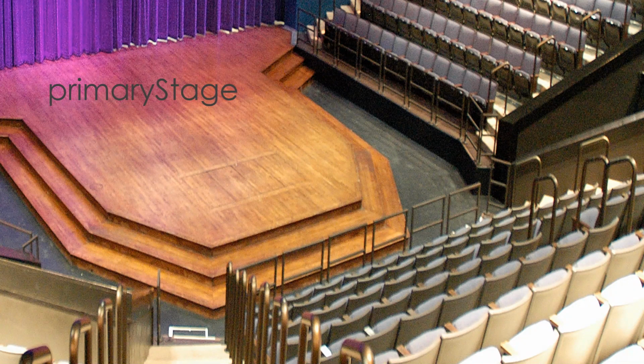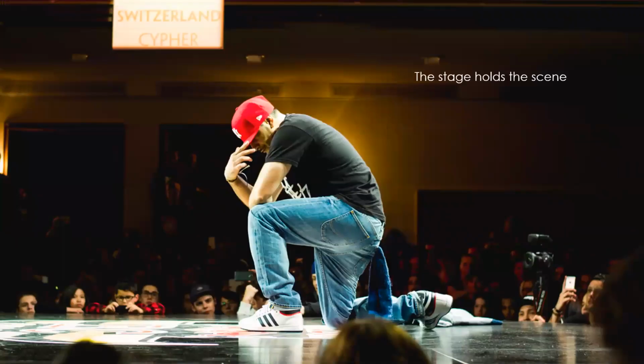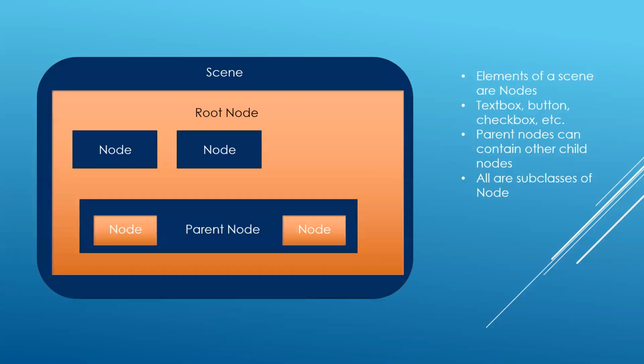And the screen or the window that's open can be thought of as the primary stage. The stage holds the scene. And when we're working with JavaFX, our scene is made up of many nodes, few nodes, one node. Nodes can contain other nodes. So here I could have this orange node that would be my root node that contains all of the other nodes. It could have some children.